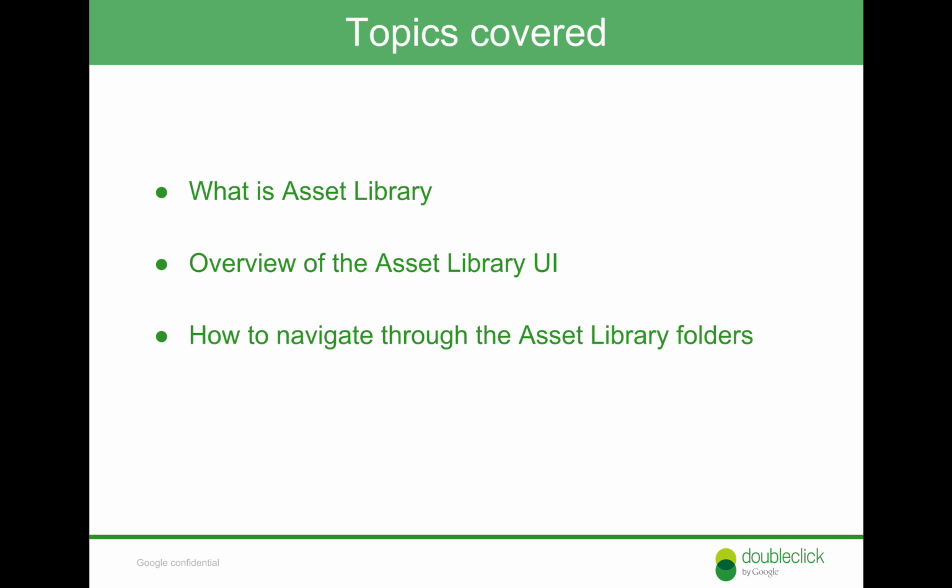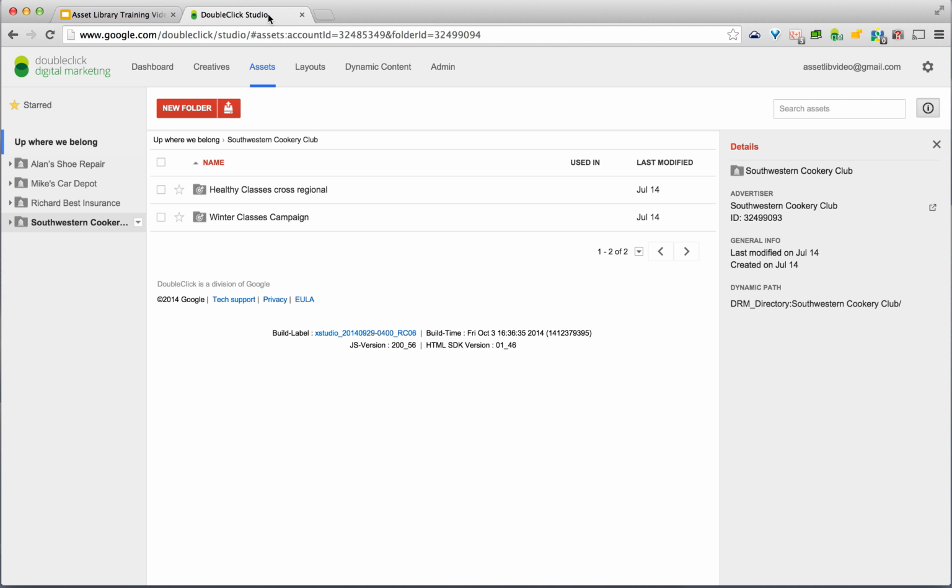Asset Library is a repository that creative agencies can use to upload, manage, and organize rich media creative assets. Think of it as Google Drive for ads. Depending on the type of creatives you're using, you can use Asset Library for both standard rich media creatives and dynamic creatives. We've logged into DoubleClick Studio and we can see the Assets tab in the top navigation.